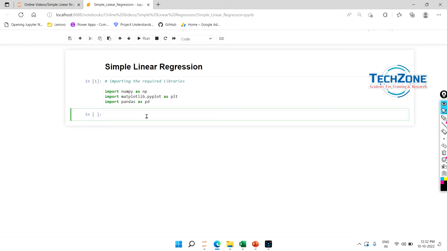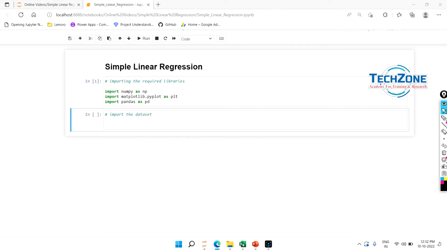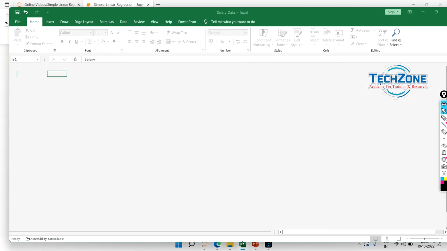Now in the second cell, we'll import the data set. What is the data set we are using today? I'll just show you.